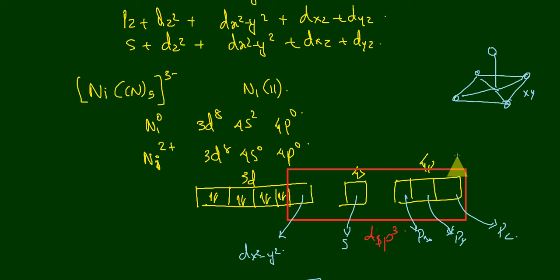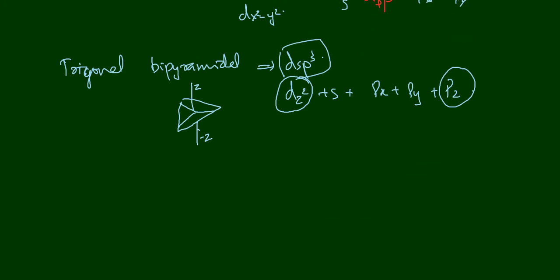So even if both are dsp3 hybridization, there is a clear difference. In the case of square pyramidal, dx square minus y square is used, which has its orientation in the xy plane. But in the case of trigonal bipyramidal, the dz square orbital was used, which has the orientation in the z direction. So this difference you should note. Group theory tells us clearly which orbitals are involved in different types of hybridization in different types of geometries. I hope you understood this one.